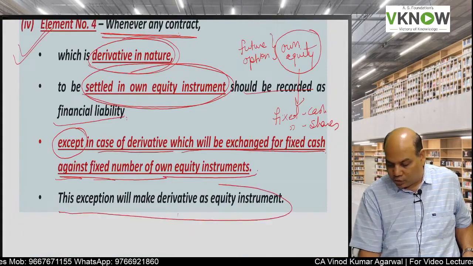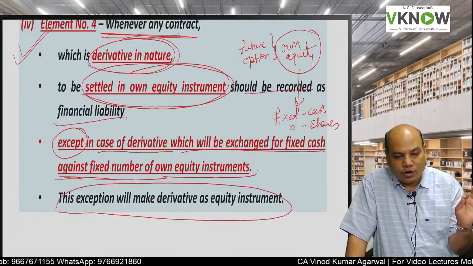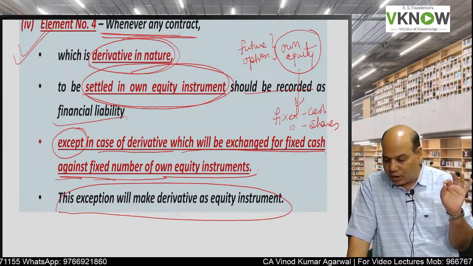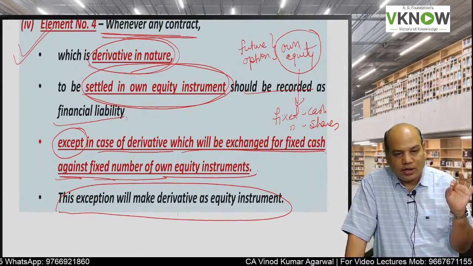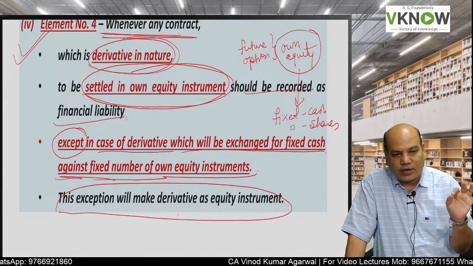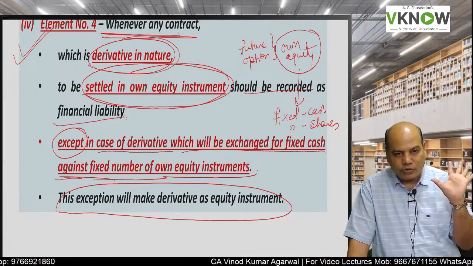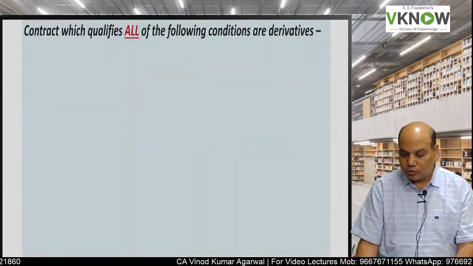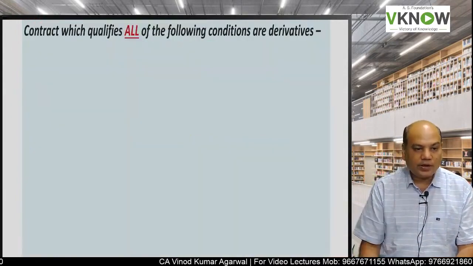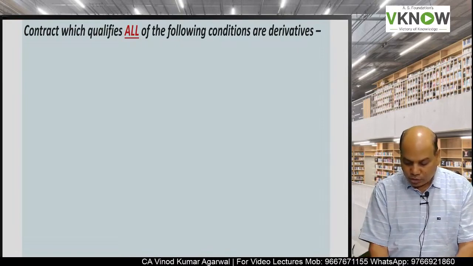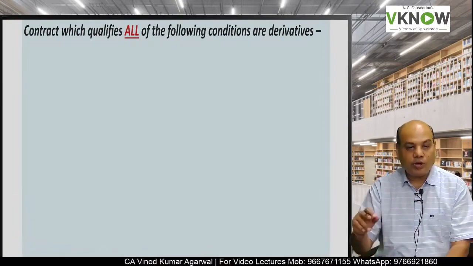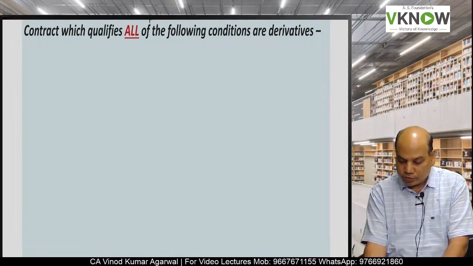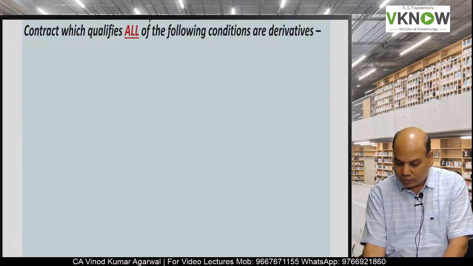So what is the exception over here? A derivative contract which will be settled in own equity instruments, against a fixed amount of cash and a fixed number of equity shares, will be treated as an equity instrument. So when all conditions are satisfied, we will call it equity. When any of the four conditions is satisfied, we will call it a financial liability.